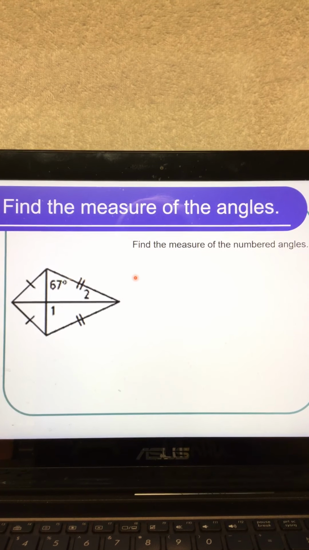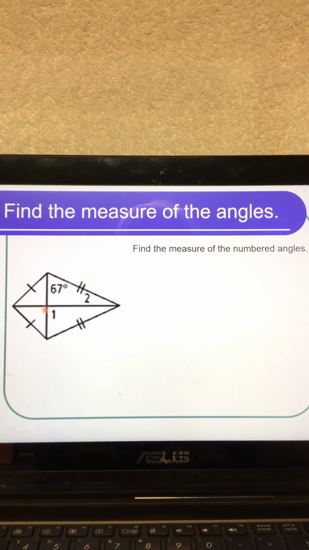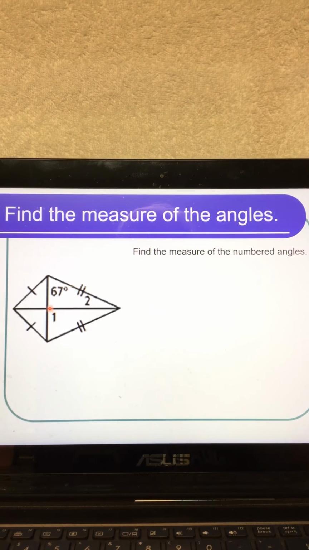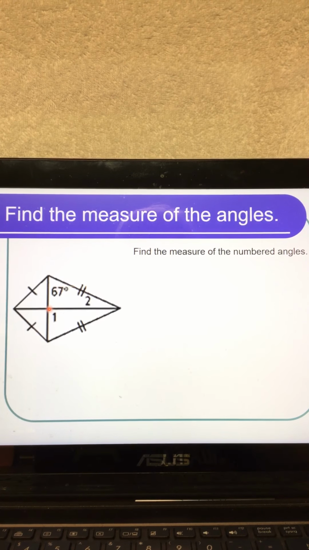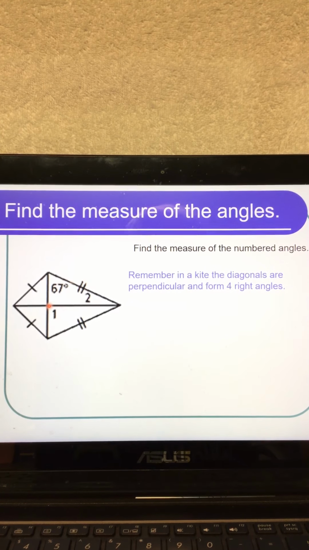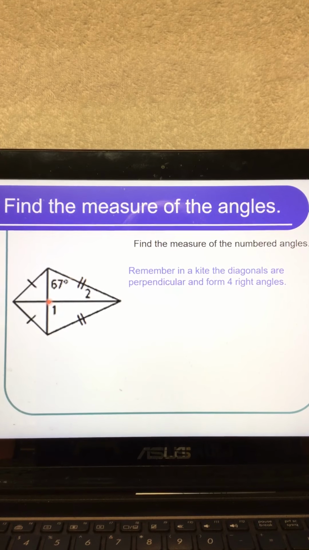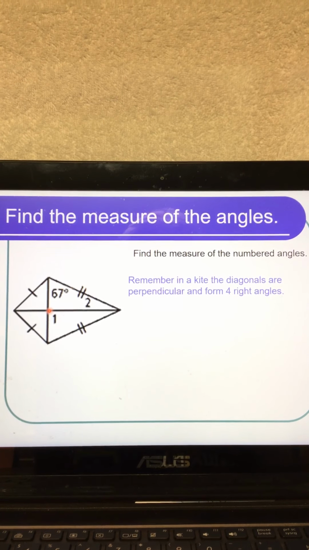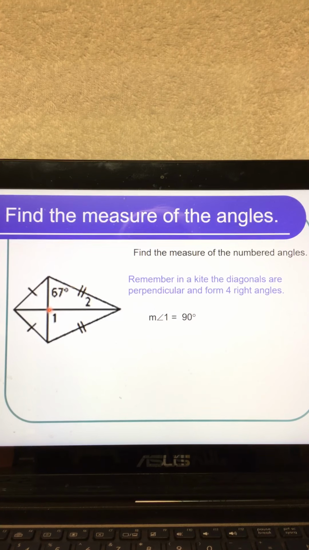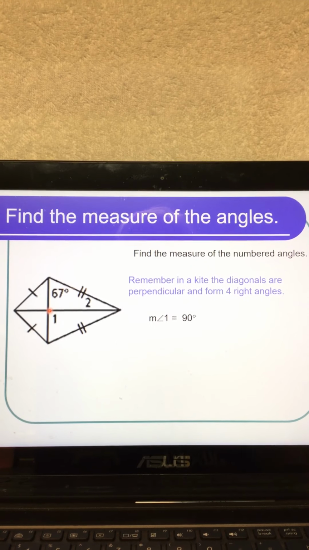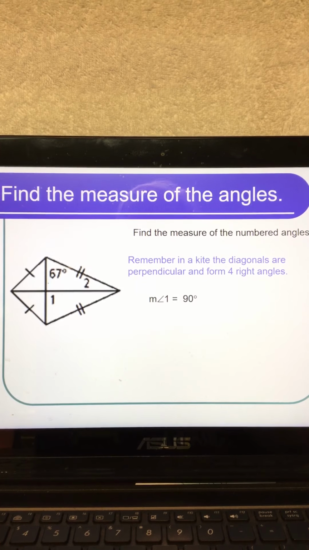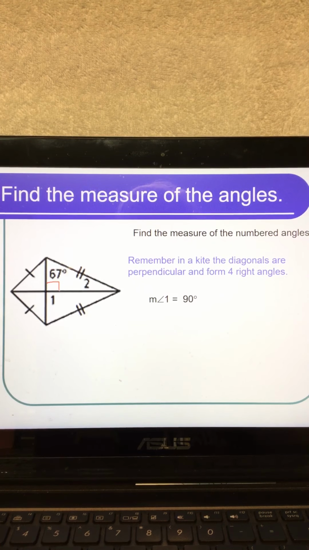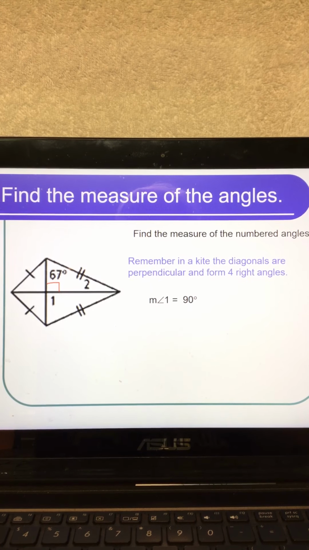It says find the measure of the numbered angles. All right, here's angle 1. I think you're going to know what that is because here's the diagonals and they are what? Perpendicular. So remember, in a kite, the diagonals are perpendicular and I'm going to get 4 right angles. So the measure of angle 1 has to be 90. Now you got to remember that right here, even though angle 1 was 90, so is this angle 90. So there's our right triangle.